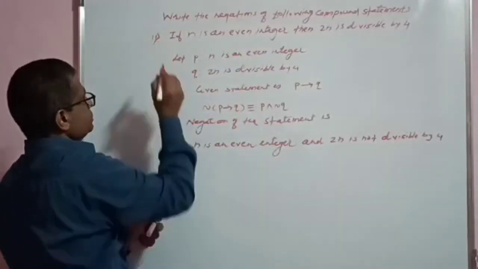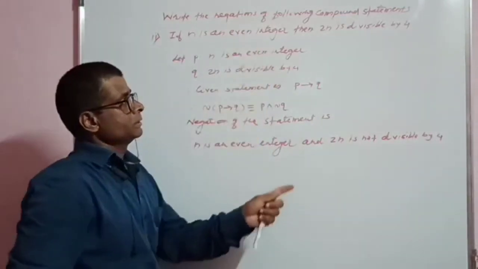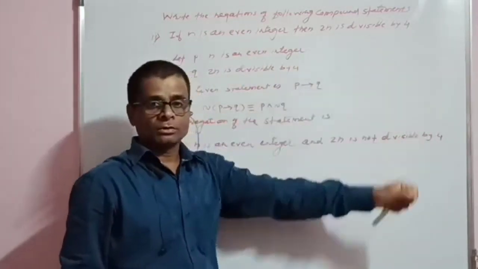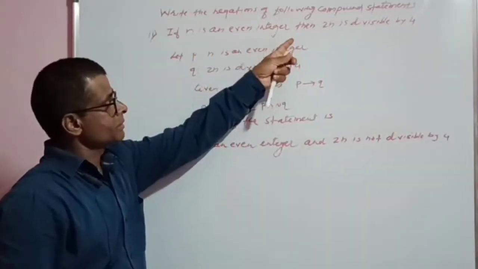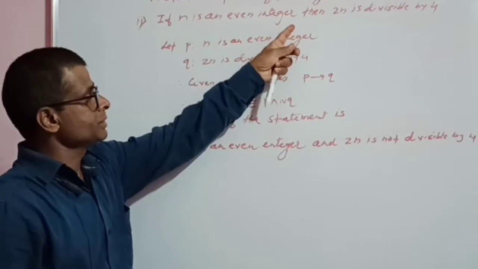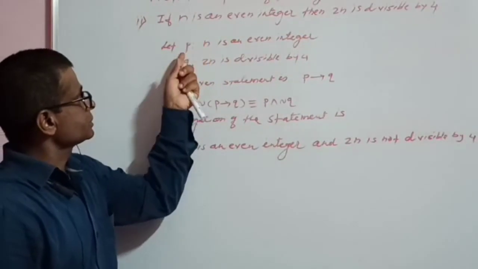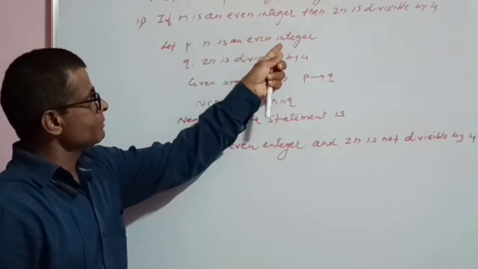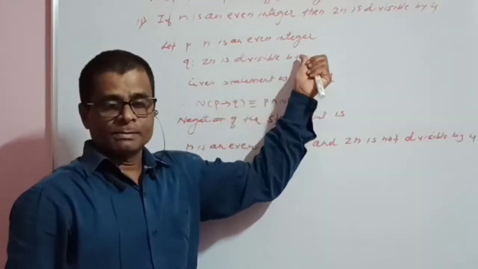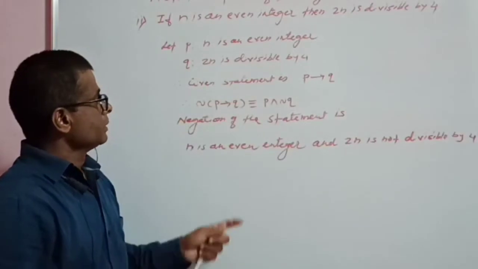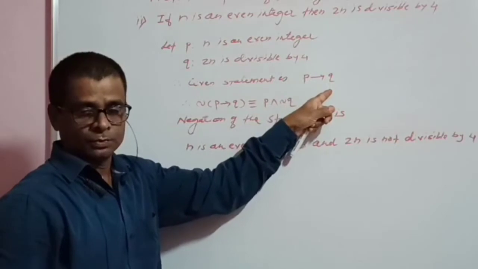Take the next example. If n is an even integer, then 2n is divisible by 4. So this is the compound statement. What type of connective is used? If-then, it is a conditional statement. So let us take the first statement P: n is an even integer. Then Q: 2n is divisible by 4. Then the given statement pattern can be written in symbolic form as P conditional Q.